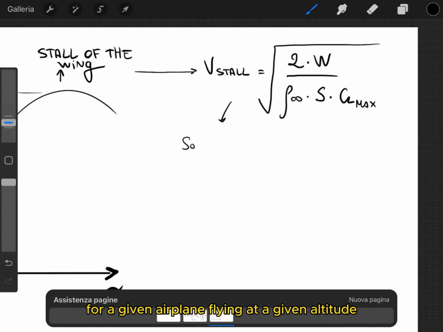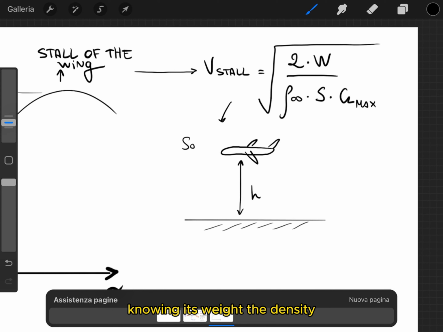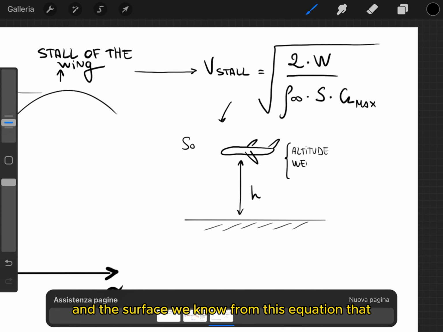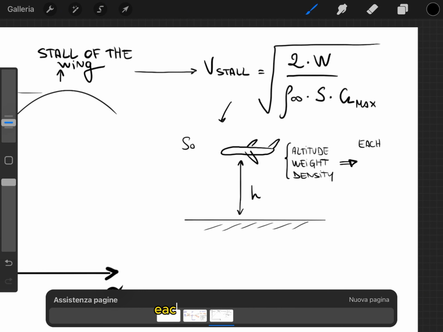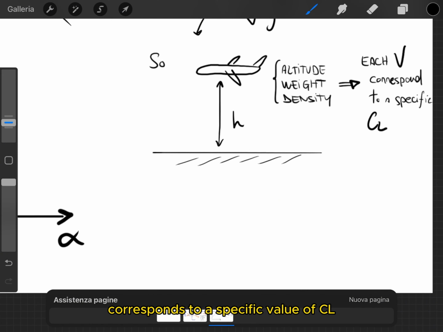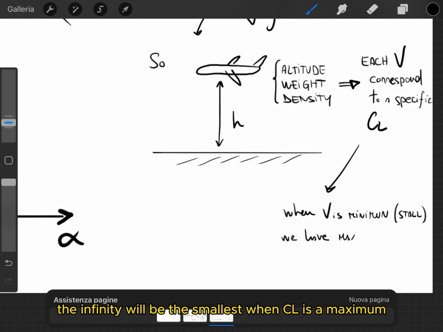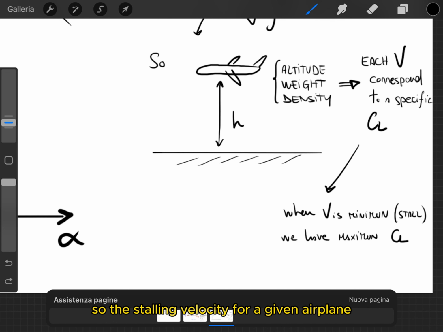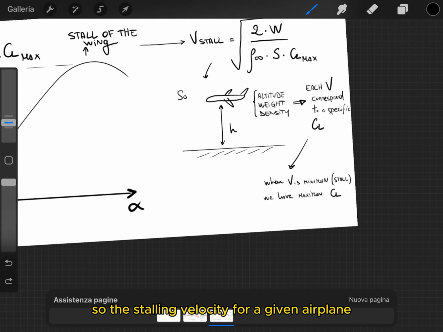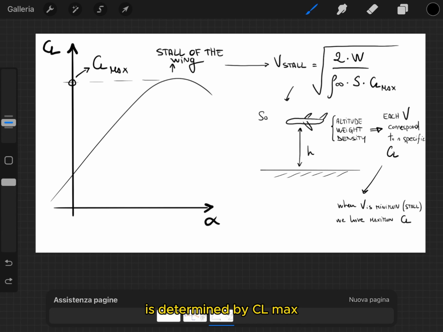For a given airplane flying at a given altitude, knowing its weight, the density, and the surface, we know from this equation that each value of velocity corresponds to a specific value of CL. In particular, V infinity will be the smallest when CL is a maximum, so the stalling velocity for a given airplane is determined by CL max.